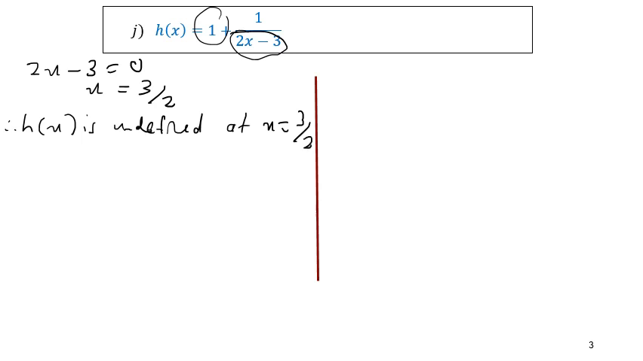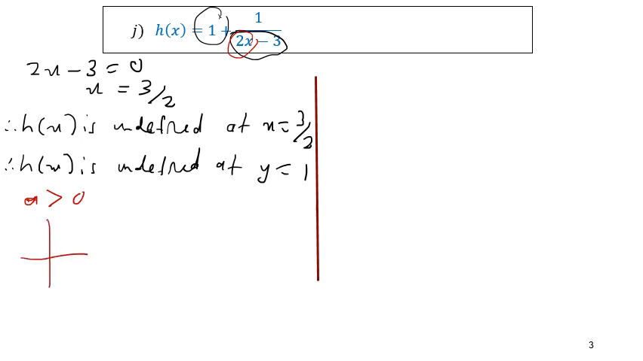And then, as I said earlier, since we have constant 1 outside, therefore our function is undefined at y equals to 1. So remember the basic shape for this rational function. So here we have positive x, means that a greater than 0. So the shape of the basic graph would be like this.